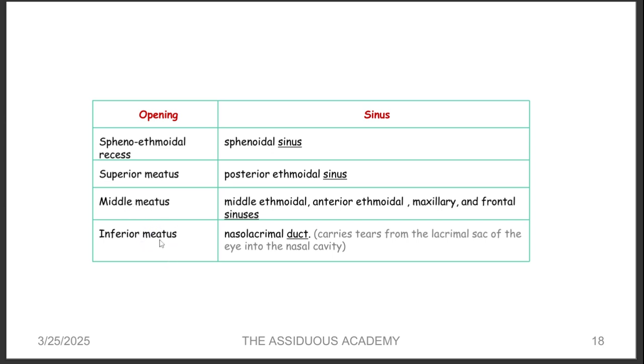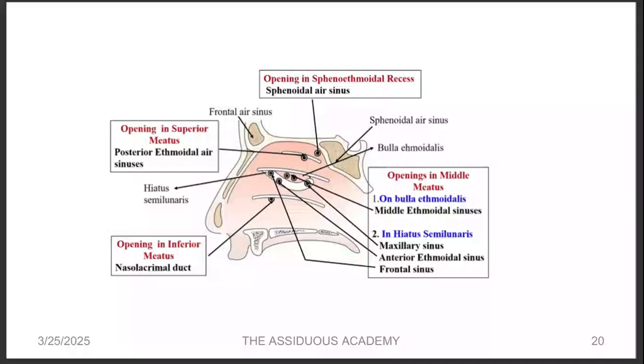The inferior meatus: the only thing that drains there is the nasolacrimal duct, which carries tears. That's why if someone is crying, they are going to have a running nose. Why is it like that? Because the tears are drained medially. They go into the middle aspect of the eye, then via the lacrimal sac, and into the nasal cavity. That's why when someone is crying, they have a running nose.